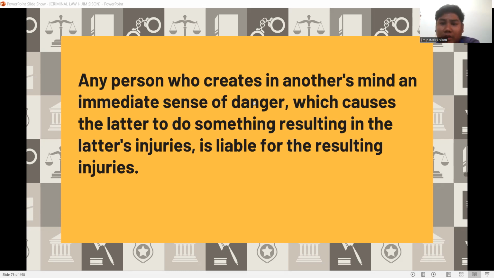Now, are the robbers liable for the resulting injuries? The answer is yes, because of this principle. Any person who creates in another person's mind an immediate sense of danger, which causes the latter or the victim to do something, right?